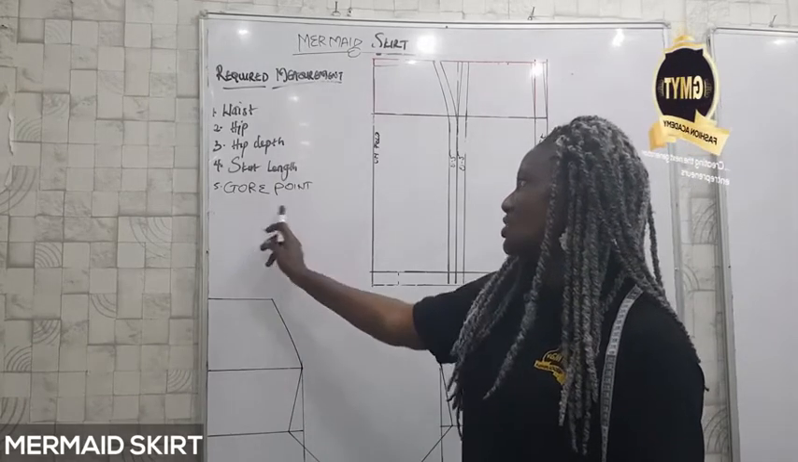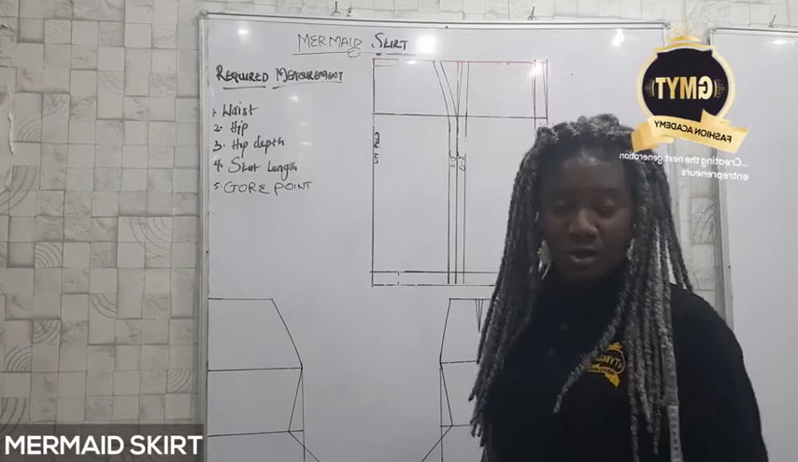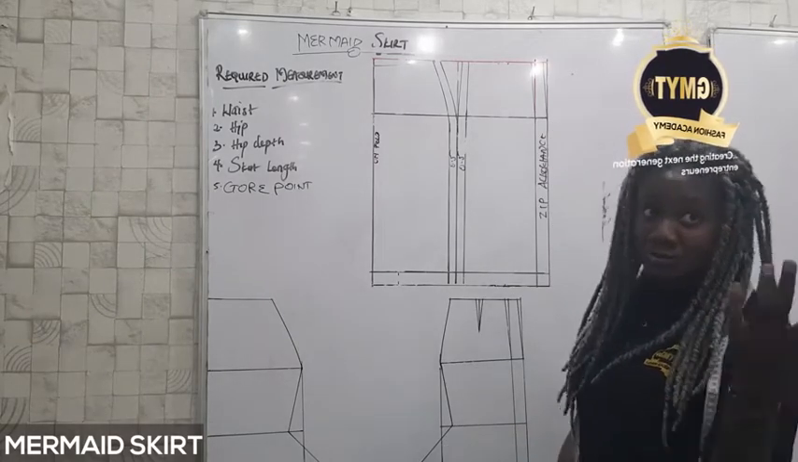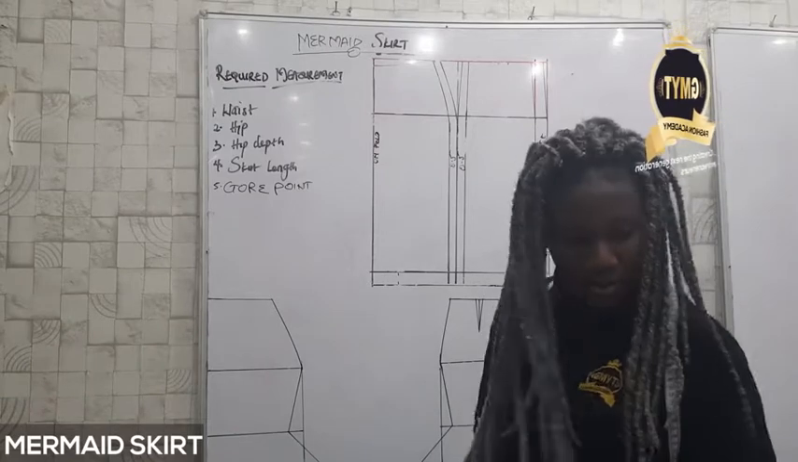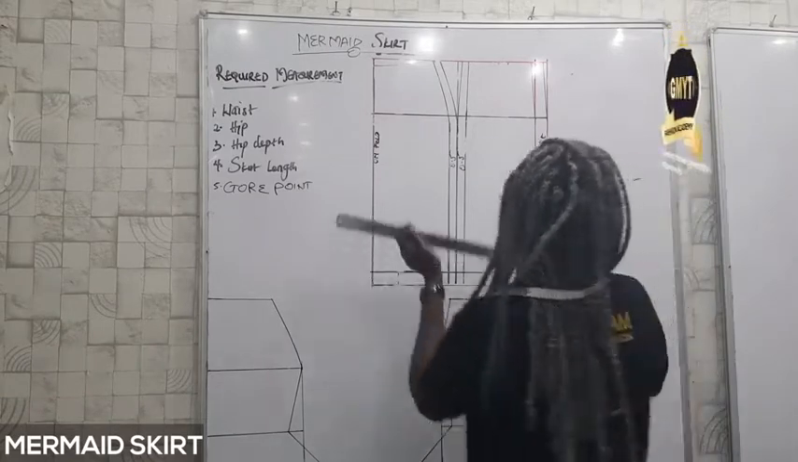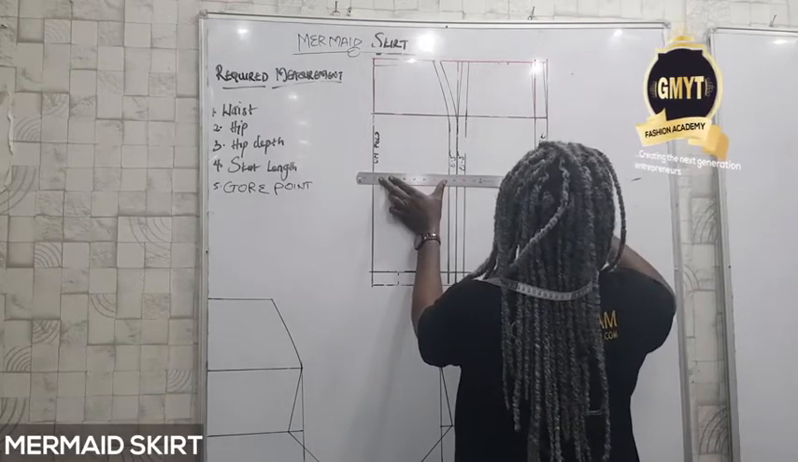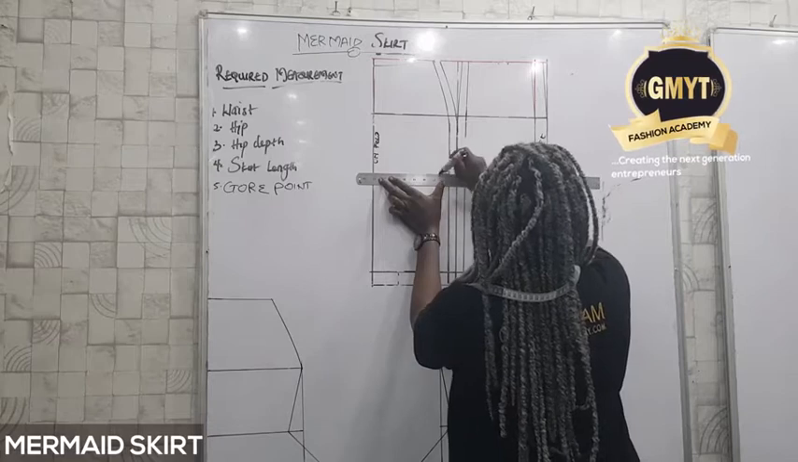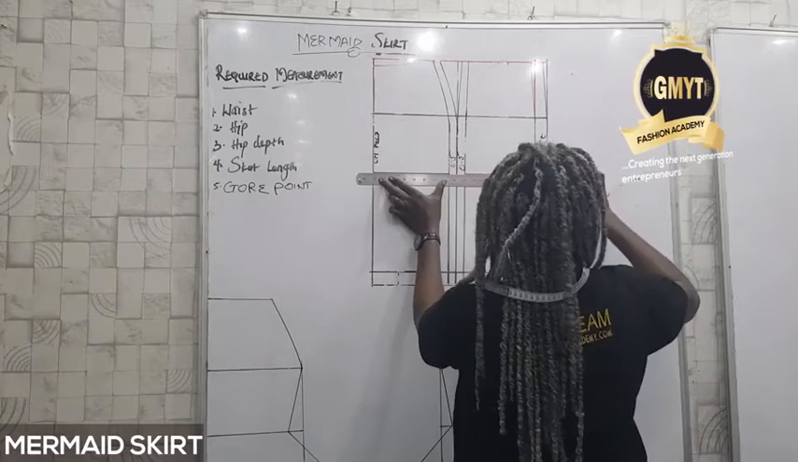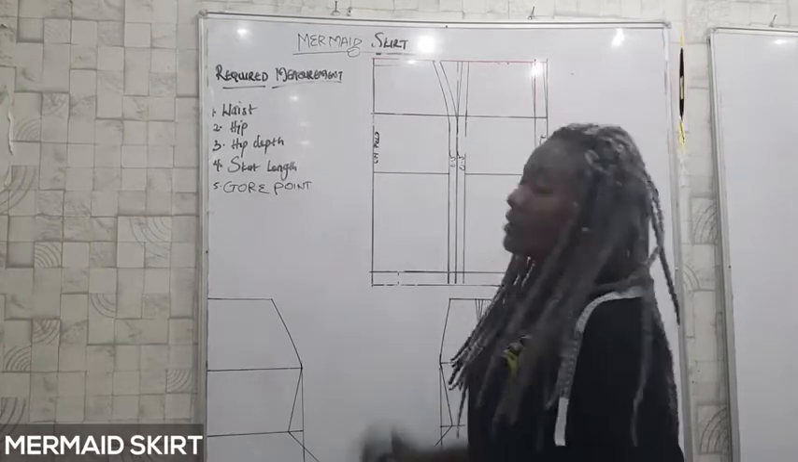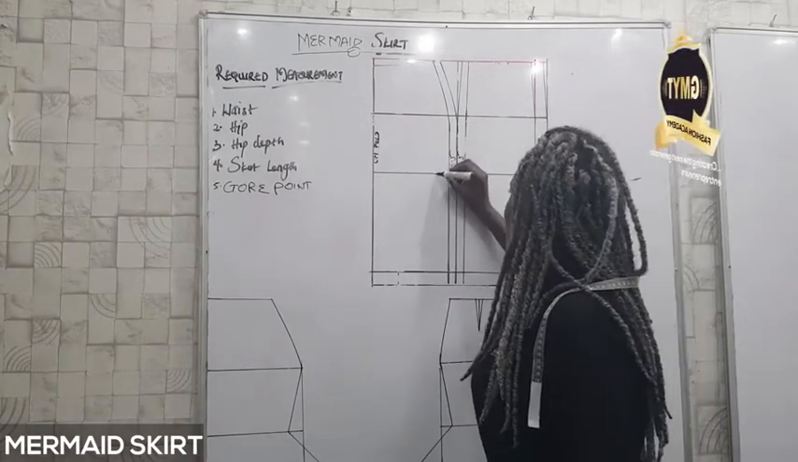But another added one is your goal points, just like your gauze skirt. So the thing is, just figure out your goal points. I know you already know how to do that, so I won't repeat that. So just get your goal points. For example, if this is my goal point, from the waistline, figure out the excess. Then from here, mark your excess.